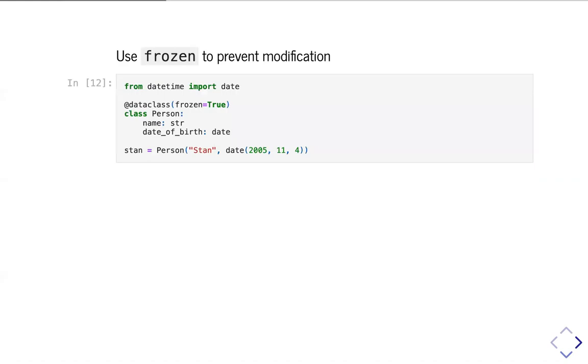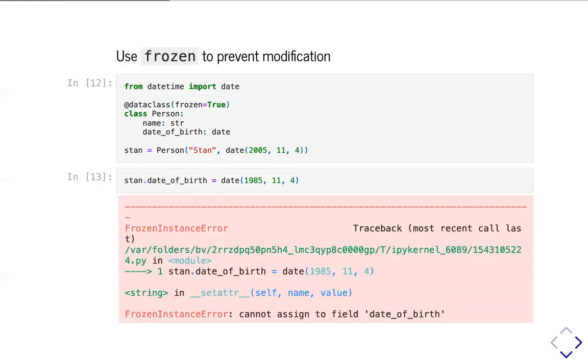Frozen, you can apply to a data class to make all of the attributes static in a way. Well, not static, but you aren't allowed to change them. So if Stan wants to change his date of birth, he can't do that because that doesn't make any sense. So that would throw an error. So that's what this frozen does.